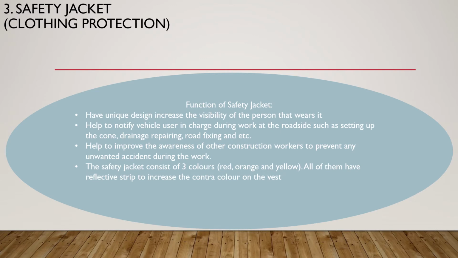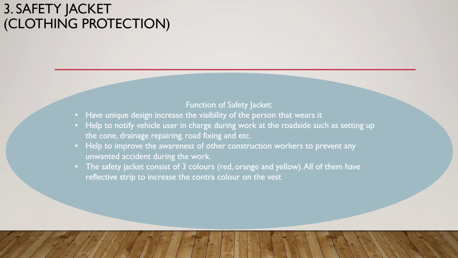So the third one is safety jacket. Safety jacket is a form of clothing protection. So the safety jacket have a unique design that will increase the visibility of the person that wears it. So the safety jacket help to notify the vehicle user on the road or on the highway about the person in charge during work at the roadside, such as setting up the cone, drainage repairing, road fixing, and many more. So the safety jacket help to improve the awareness of other construction workers to prevent any unwanted accident during the work.